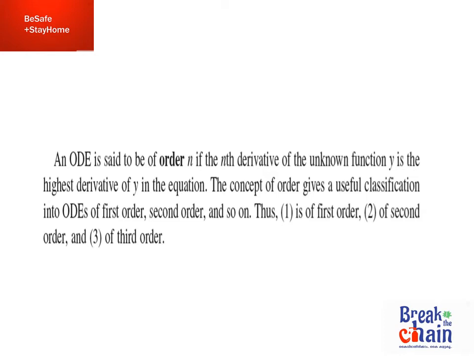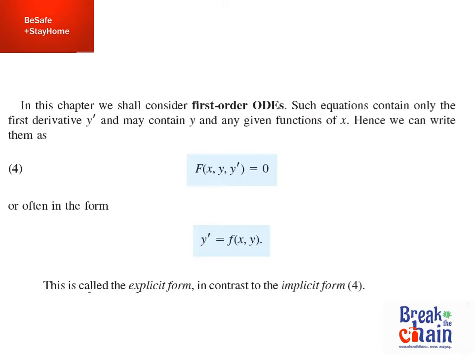How can we identify the order of the differential equation? Just check what is the order of the highest derivative involved in the differential equation. The order of that highest derivative gives the order of the differential equation. Now, here we will be considering only first order ordinary differential equations. Such equations contain only the first derivative y dash and may contain y and any given functions of x. Hence, we can write them as f of x, y, y dash equals 0, or in another form as y dash equals f of x, y.